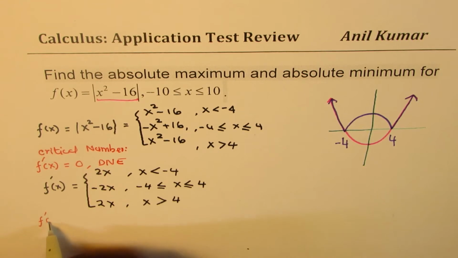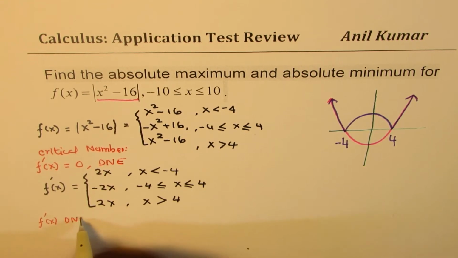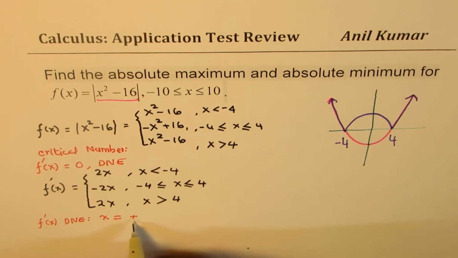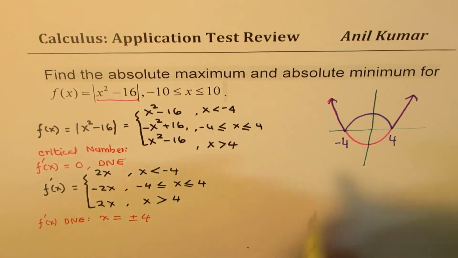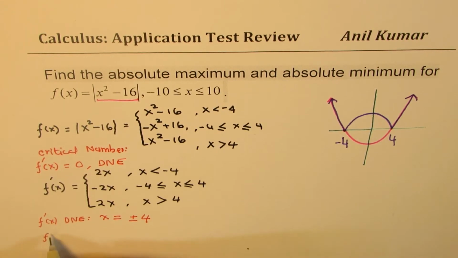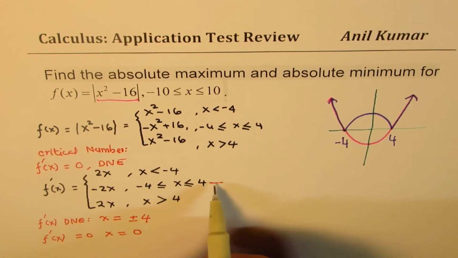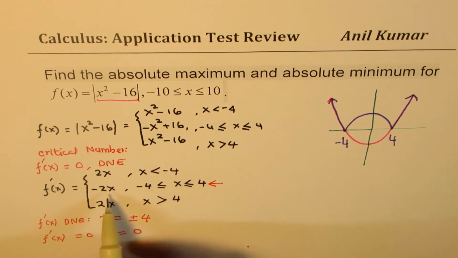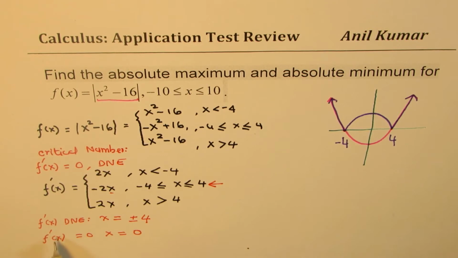So we know that the derivative does not exist at x equals plus and minus 4. Right? Those are the corners. When is it 0? f'(x) is equal to 0 at x equals 0. Now x equals 0 is in the center arm, right? So if I write 0 here, I do get a 0. So that is when the derivative of this function is 0.